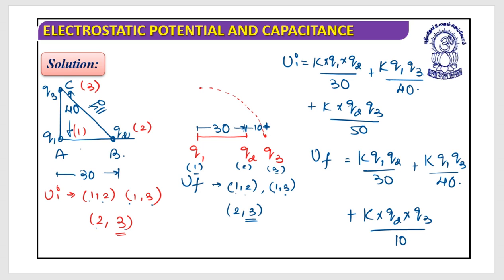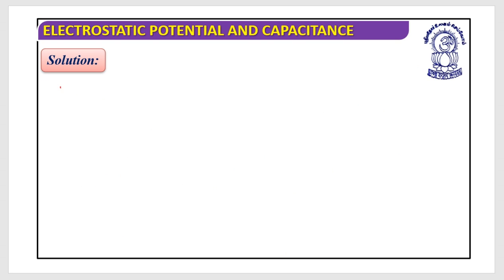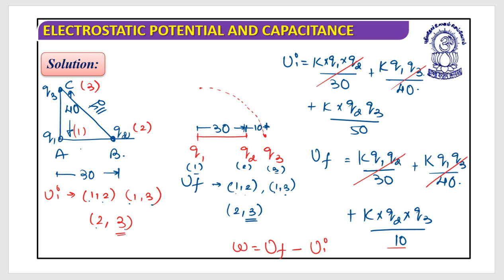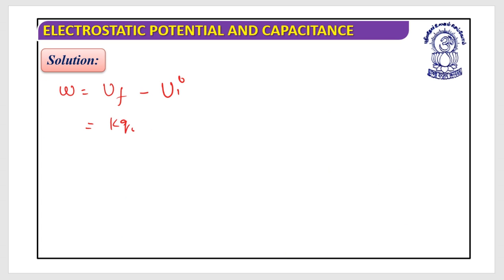Let's say I perform work done, that is UF minus UI. This K Q1 Q2 by 30 minus K Q1 Q2 by 30, this would be gone, even this would be gone, only the term that remains is this. So work done is equal to UF minus UI, that would be equal to only this term: K Q2 Q3 divided by 10 minus K Q2 Q3 divided by 50, and I hope you can do the rest.